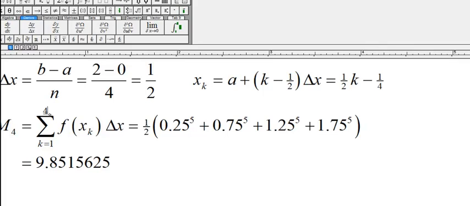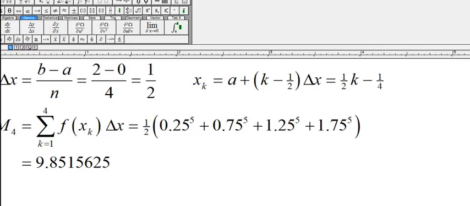Okay, and so let's plug this in. If you plug in k is 1, you get 1/2 minus 1/4 is 1/4, or 0.25. Find the height there, which is 0.25 to the 5th. Then we plug in k is 2. Half of 2 is 1, minus 1/4 is 3/4, or 0.75. Take that to the 5th power to find the height, because our function is f of x equals x to the 5th.